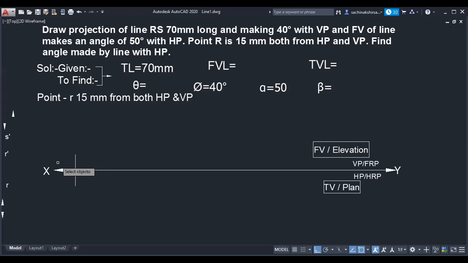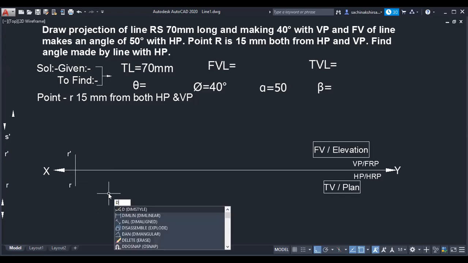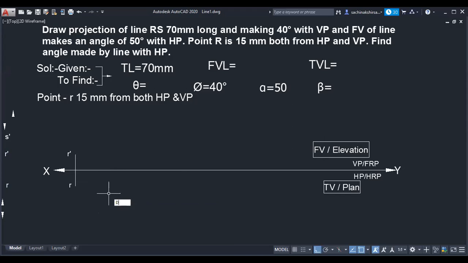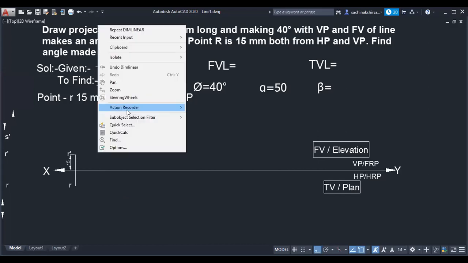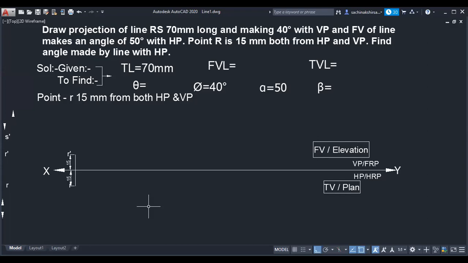So distances also you have to give. Likewise, I will say this is R dash, and below, what notation are we giving? R. Now once R dash and R are located, we have to give distances immediately. What should be the distance from the XY line to R dash? 15 mm. Similarly, what should be the distance from R? 15. So the location of R and R dash we have now located.